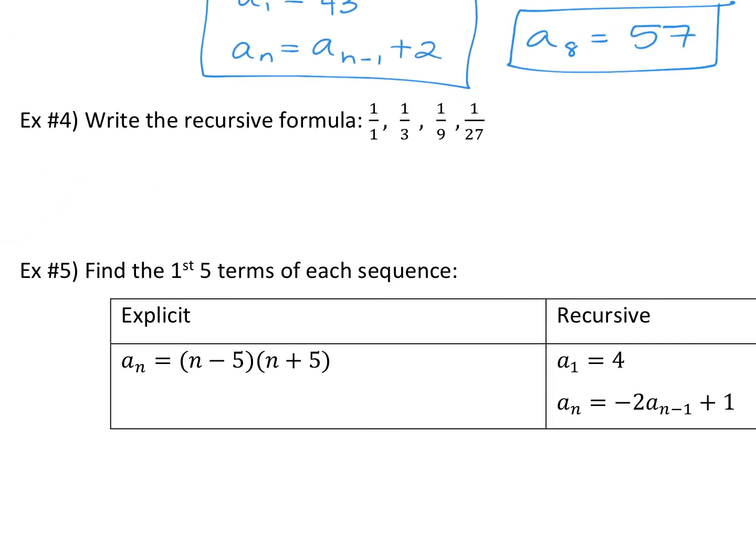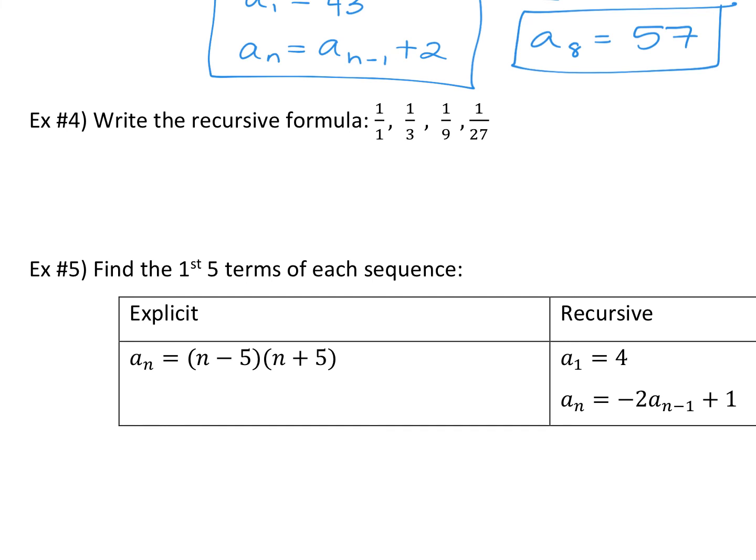Okay, example 4 says write the recursive formula. So again, start it how we always start it. It's always going to be a sub 1 equals something, a sub n equals a sub n minus 1, and then we just have to fill in some gaps. What is a sub 1? 1 over 1, okay? A sub 1 is 1 over 1.